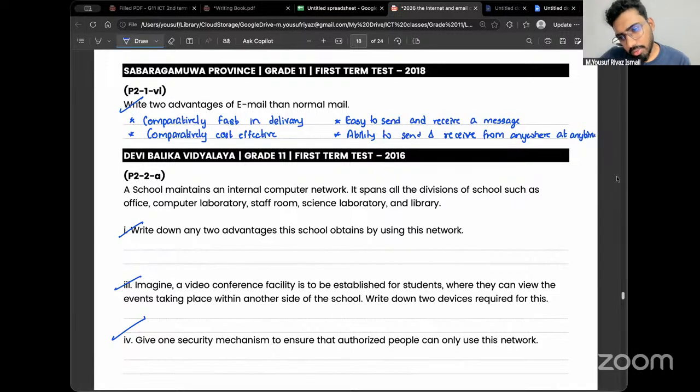Less time consumption in delivery. So just complete your answer by adding that part, in delivery, and you can mark your answer correct. Doesn't require physical space. We can't exactly say that, because in order to write an email you also need a device. That device will take some space. So that's not a suitable advantage.